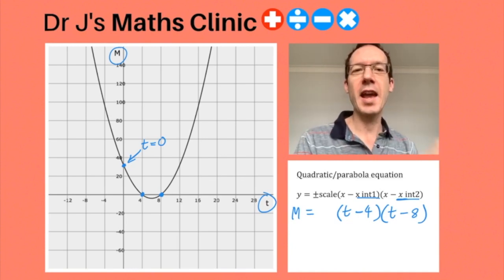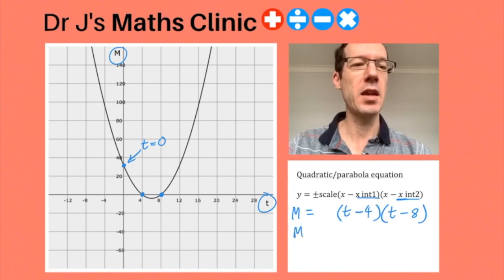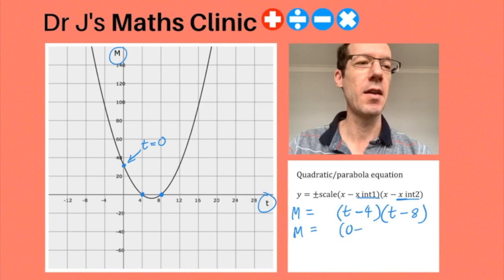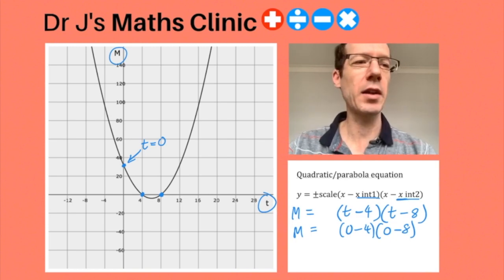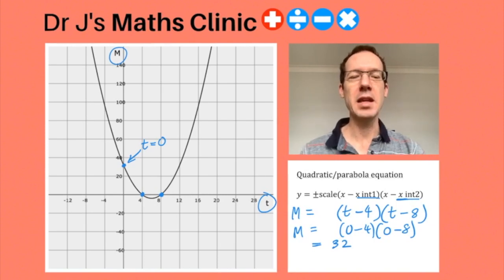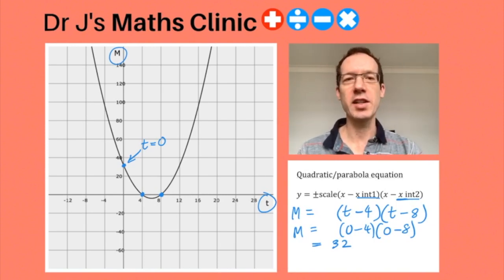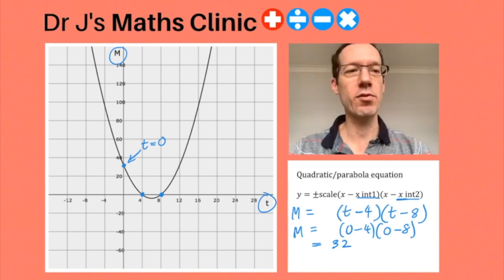So all I do is I take what I've done over here and I go m equals, and I just test it out. What happens if I go 0 for t minus 4 times 0 for t minus 8? Plug that into your calculator, you'll find that it equals 32. And that's perfect. That means I don't need to adjust the scale. I'm already getting the right kind of scale. So I can jump straight into the answer.